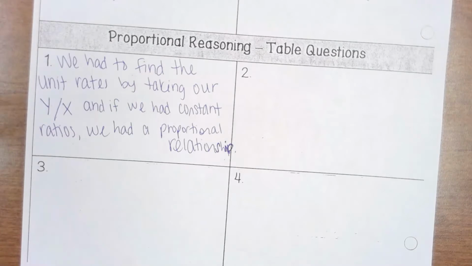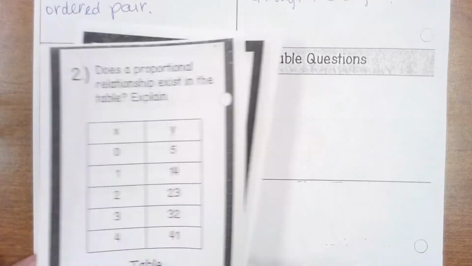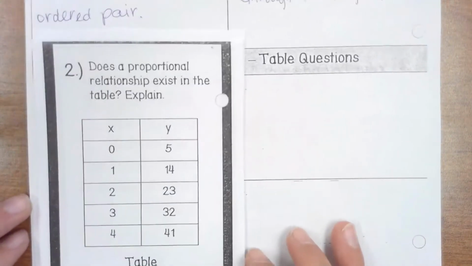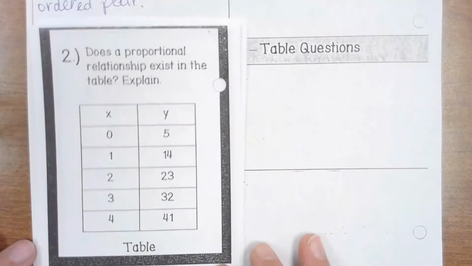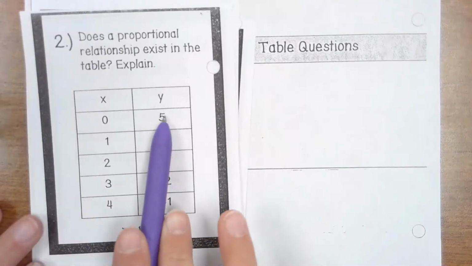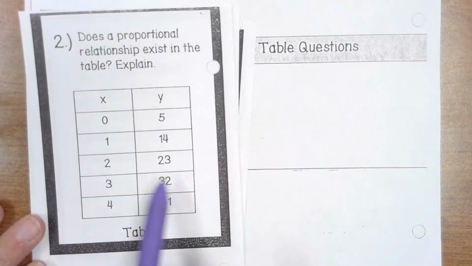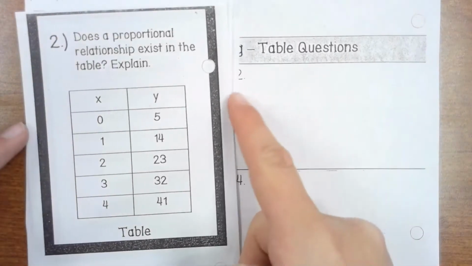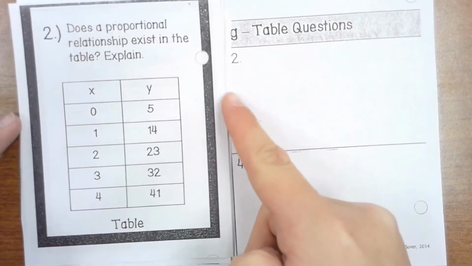All right, so now we are going to move on to number 2. So does this table have a proportional relationship? Remember, all that we did was we were taking our y divided by x every time and finding the unit rate to see if they were all equivalent to each other. So I'm going to use this space over here off to the side.